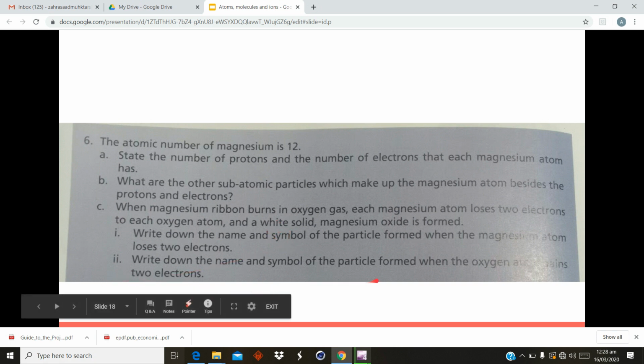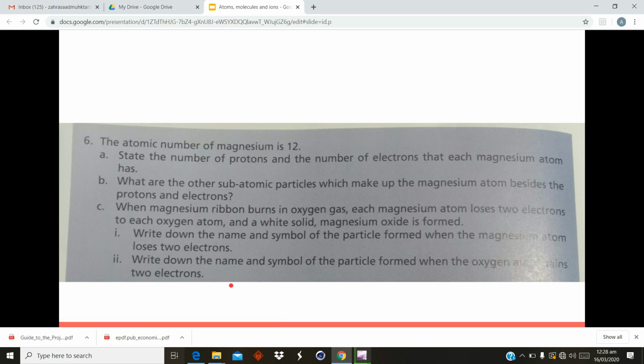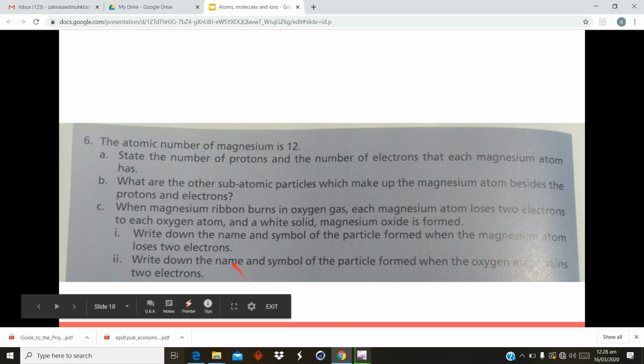Write down the name and the symbol of the particle formed when oxygen atom gains 2 electrons. So when oxygen gets more electrons, that means it is again going to become an ion, but a negatively charged ion. So O, and above that we'll write -2.